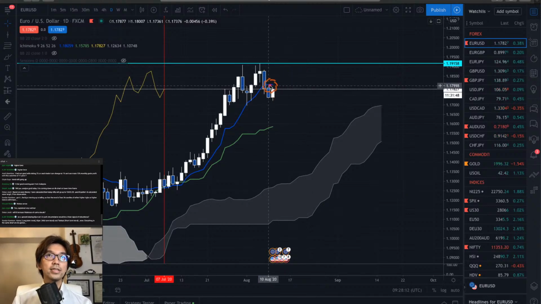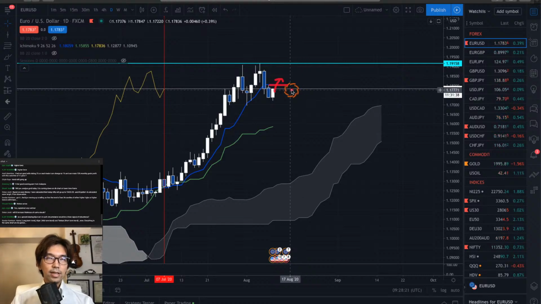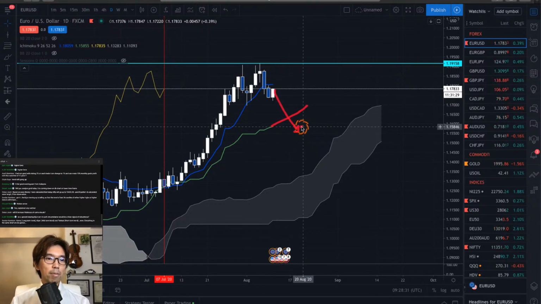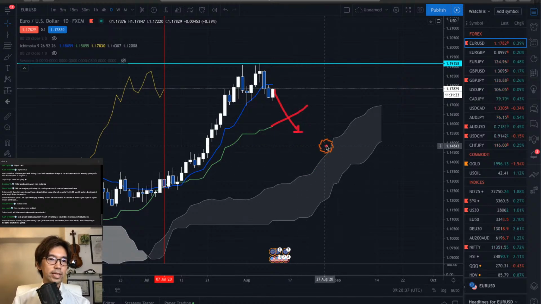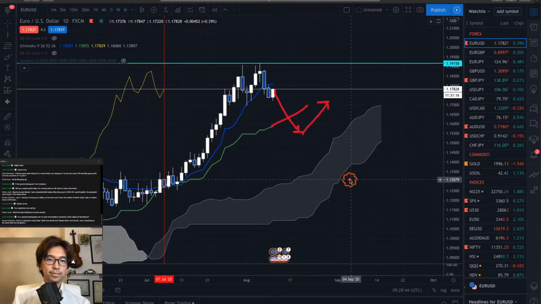But once the price breaks the Tenkan-sen upwards, that will be a buy bias in the short term also. And once the price breaks the Kijun-sen downwards, then that will be sellers dominant in the short to mid term, but buyers are still dominant in the long term because the price is still above the Kumo. So in the long term, we can still expect the price to go up this way.